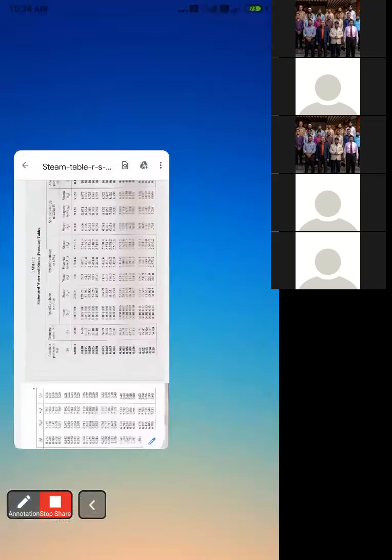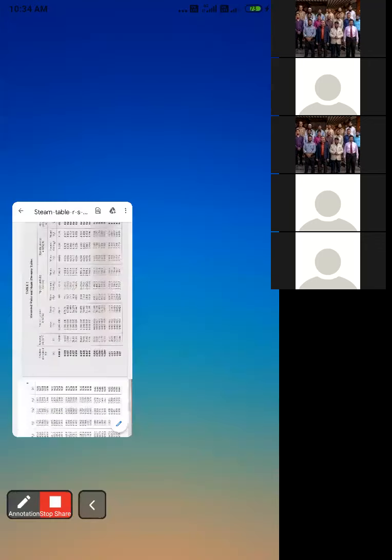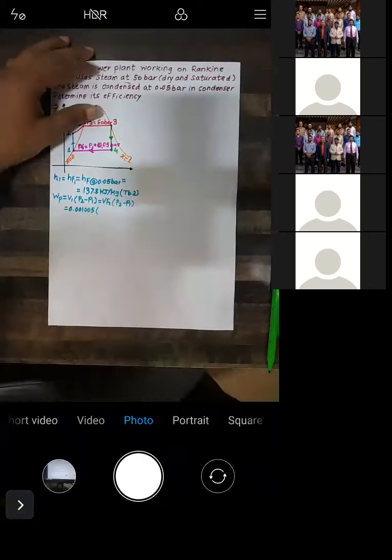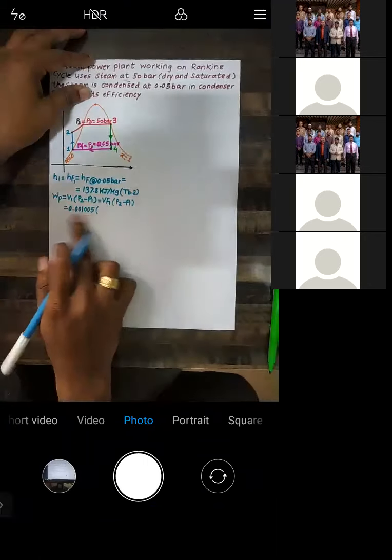Yes, this is the value I got. Okay, again from which table? This is from table number 2 we got. This is Vf. Okay, and P2 minus P1. Try to understand, P2 minus P1.